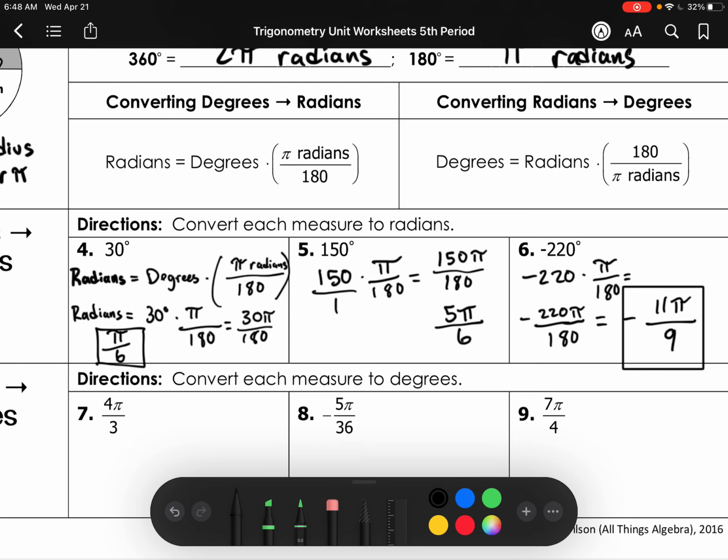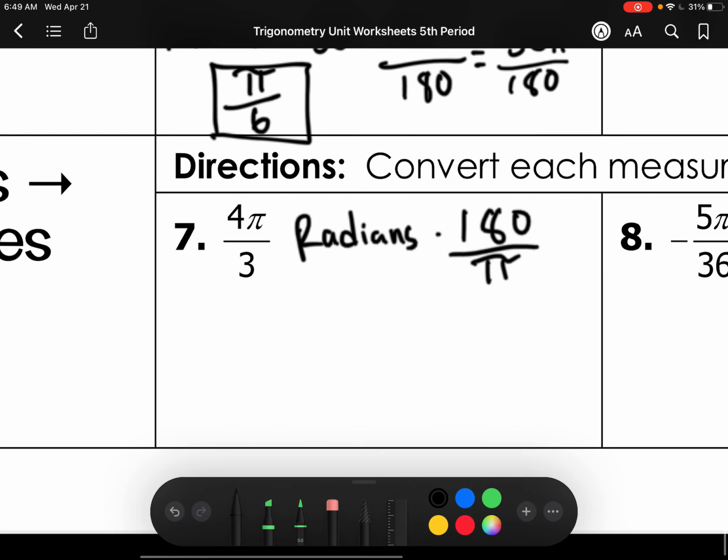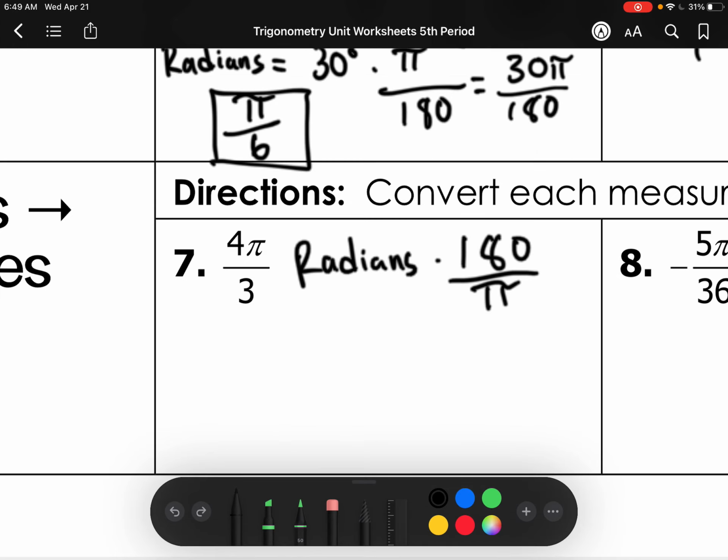So degrees is equal to radians times 180 over pi radians, or we'll just say pi, right? So this is my radians, right? So 4 pi over 3 times 180 over pi is going to give us our degrees.